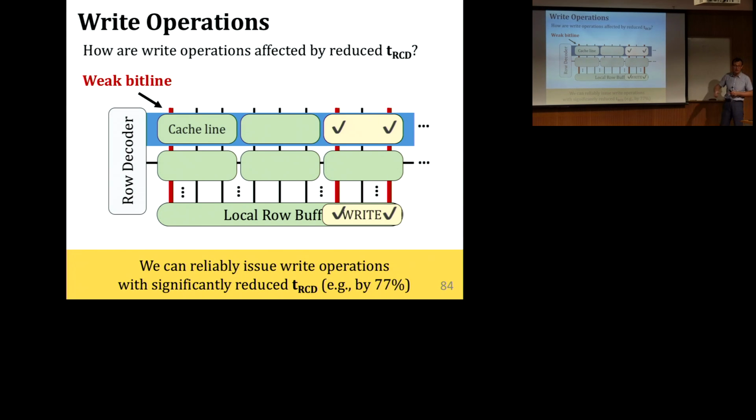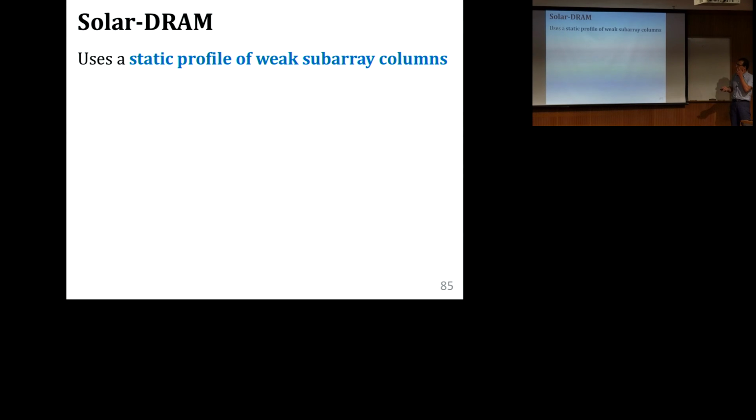And we saw that in our devices, it's about 77%. That's a lot of reduction for write operations. But of course, this is limited to writes. You cannot do this for reads, because for reads, you really need to get the data over here to be able to read it. Whereas for writes, the data is coming from the outside. Okay, so that's the proposal over here.